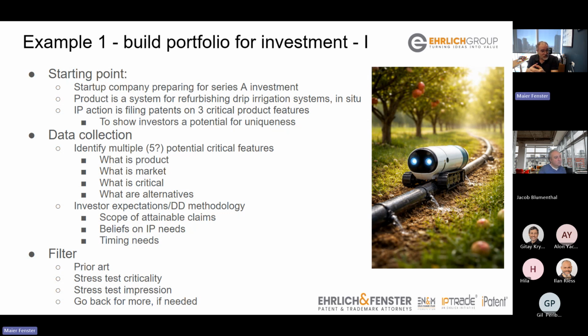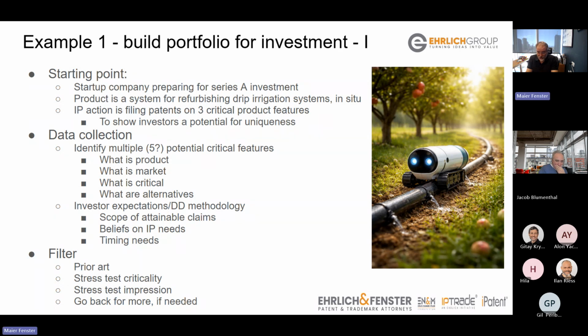Okay, that's a company and great need, and they want to get an investment, and the great minds have a strategy, and they decided before we got here that you're going to file patents on 3 different critical product features, and that will show the investors that there's a potential for your product to be unique in the market. Okay, and this is really a classic situation.